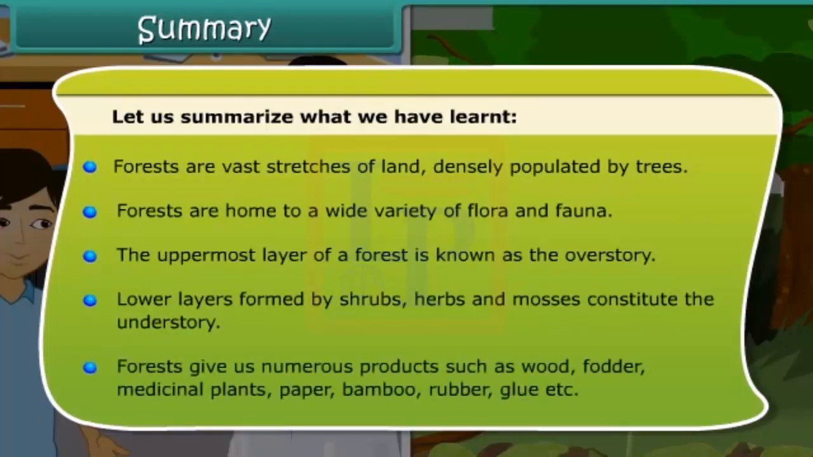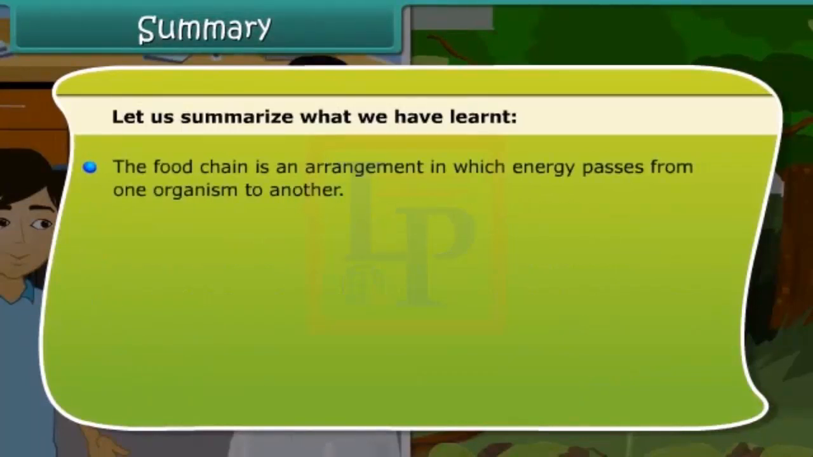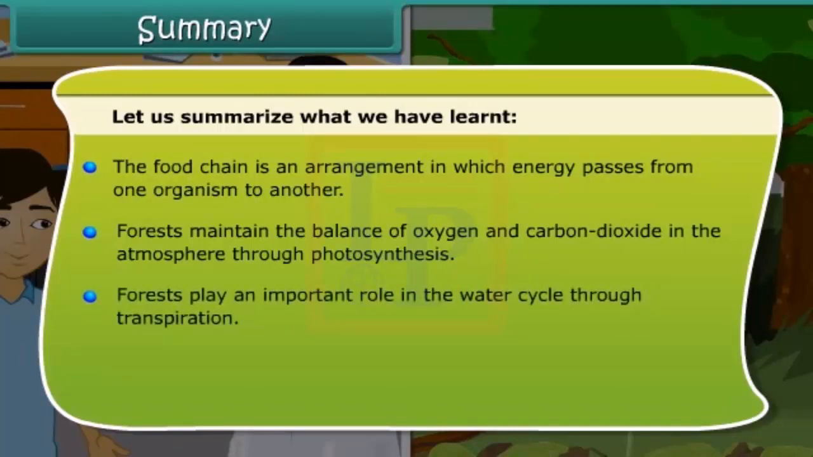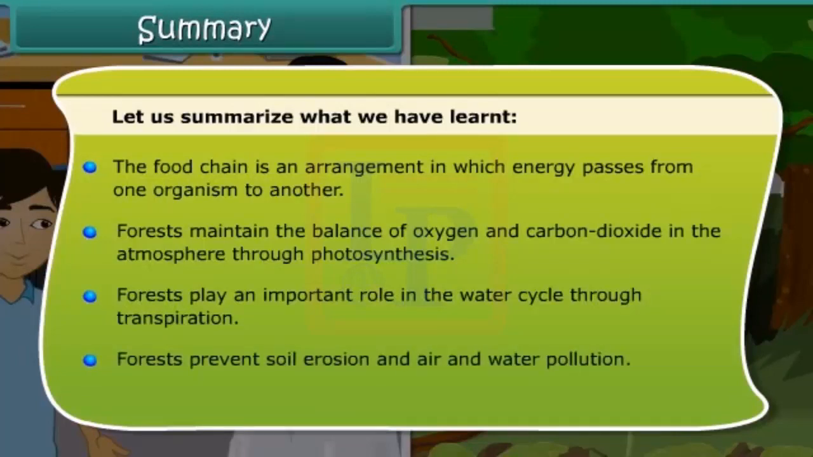Forests give us numerous products such as wood, fodder, medicinal plants, paper, bamboo, rubber, glue, etc. The food chain is an arrangement in which energy passes from one organism to another. Forests maintain the balance of oxygen and carbon dioxide in the atmosphere through photosynthesis. Forests play an important role in the water cycle through transpiration. Forests prevent soil erosion and air and water pollution.